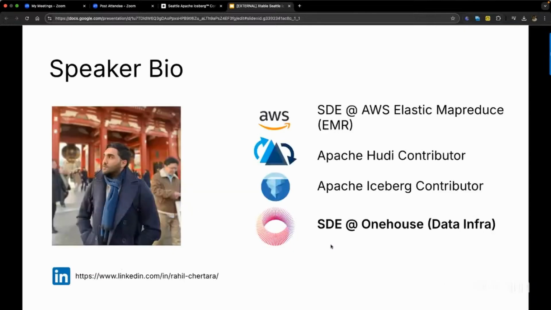So a little bit about myself. Previously, I worked at AWS EMR, where I was on the data lake team, integrating popular table formats like Apache Hudi and Apache Iceberg with the EMR Spark offering. And very recently, I joined a data startup called Onehouse, where I'm solving problems in the realm of streaming, ingestion, table services, and now Apache XTable.